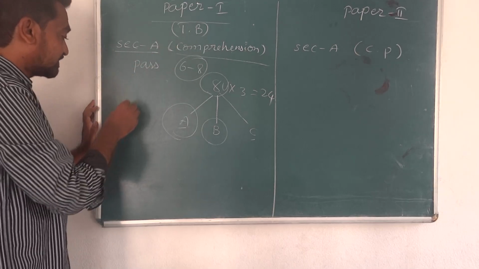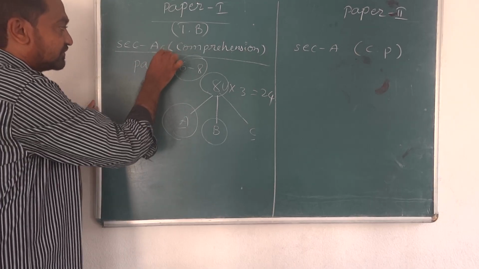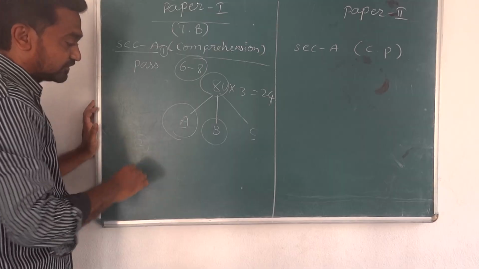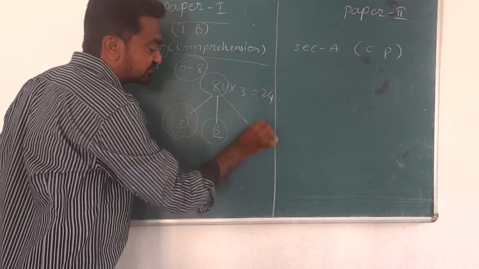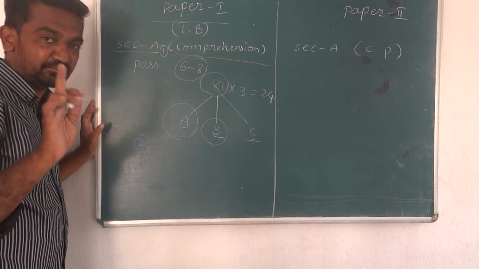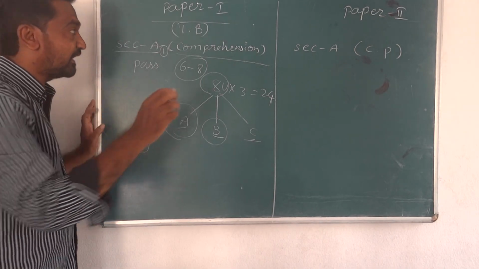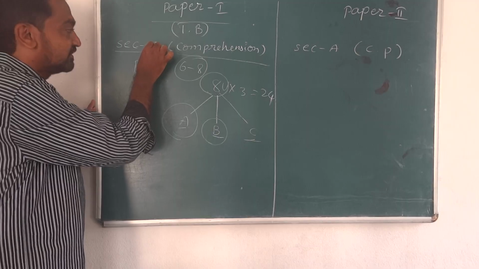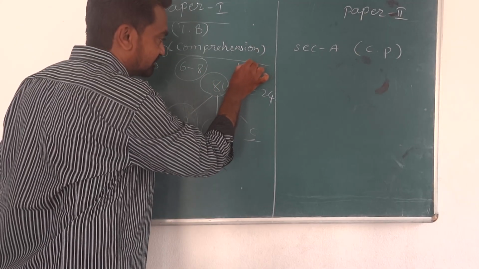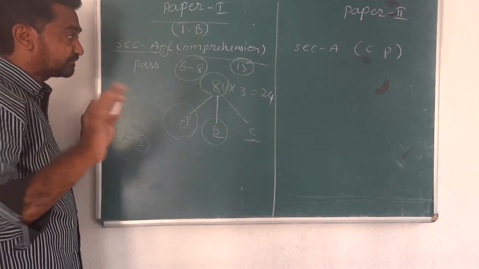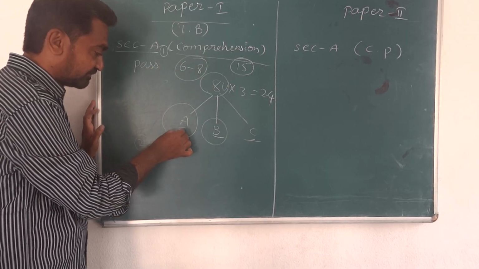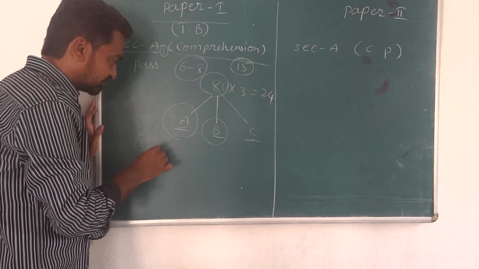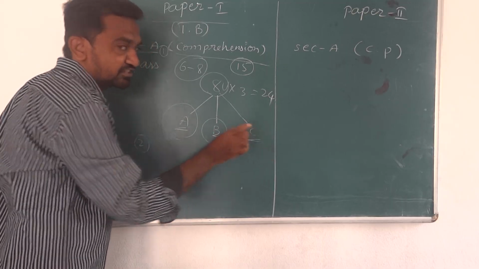This is the first passage, and there will be a second passage also. The second passage comes from either the B reading or the C reading. There are 2 passages in Section A. This Section A carries 15 marks. How many? 15 marks. The first passage comes from the A reading, and the second passage comes from either the B reading or C reading.